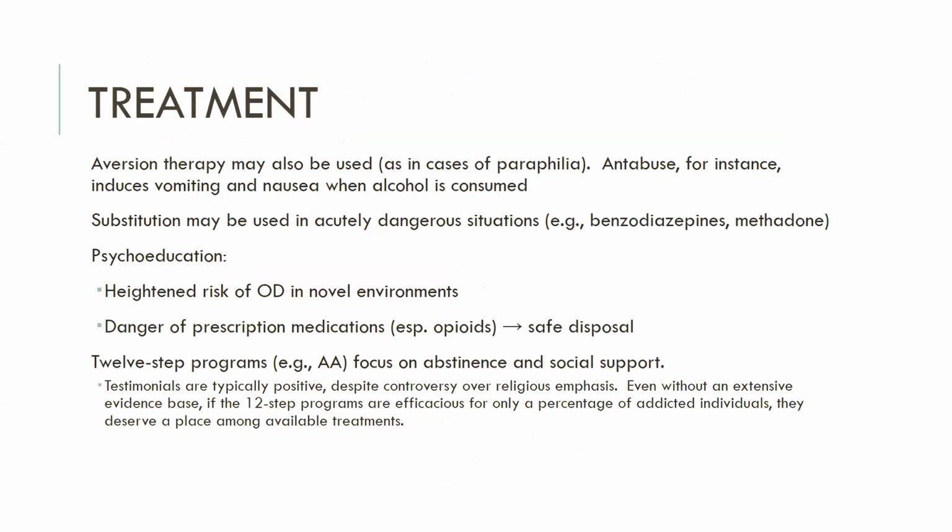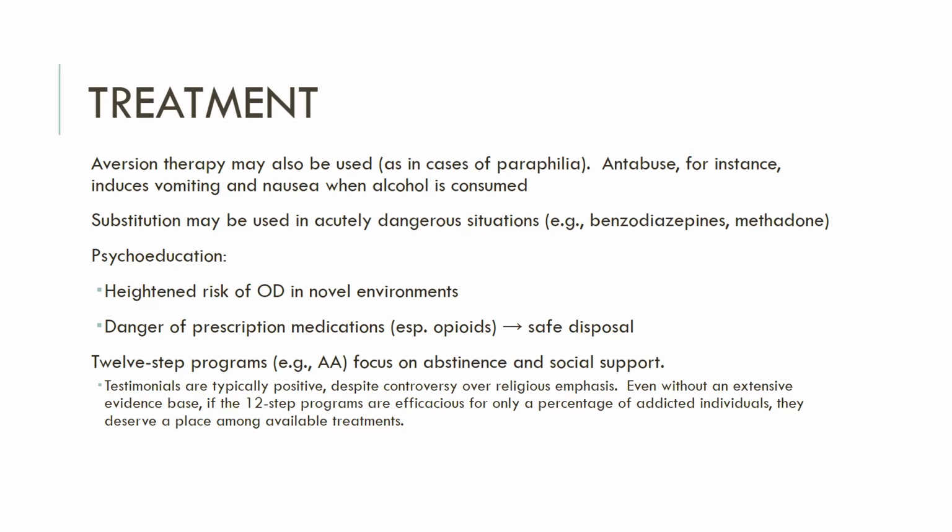Other types of treatment approaches include aversion therapy, which can also be used for other categories of disorder, including the paraphilias, which we're not really going to cover in this class just because of time reasons, but you're welcome to read up on them in your textbook if you're curious. Aversion therapy is basically a form of therapy where we teach a client to associate something aversive with the consumption of a substance. Antabuse is a good example in this scenario. It's a medication that when taken regularly will induce vomiting or nausea when alcohol is consumed. So that's a way to make the experience of alcohol very aversive.